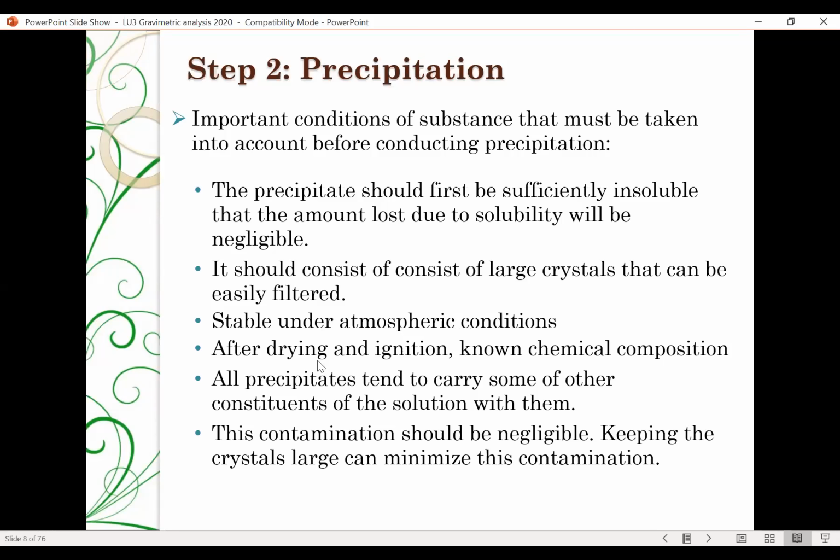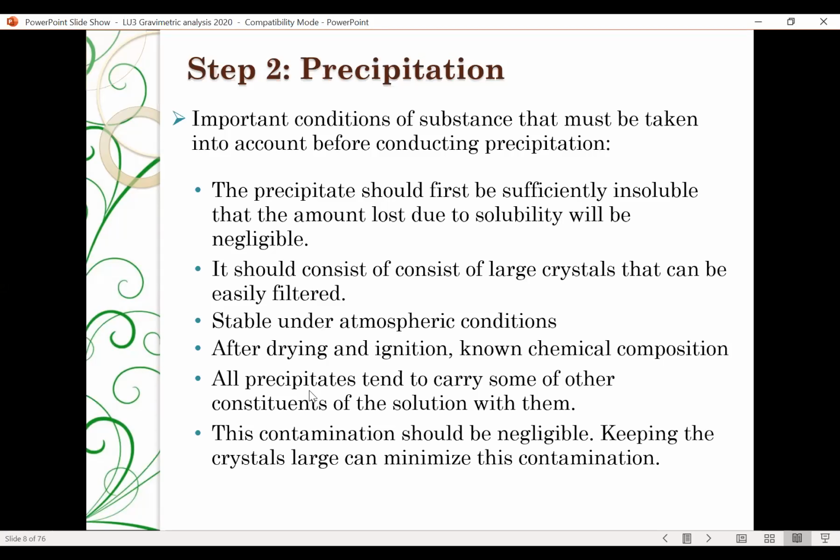Okay, and after drying and ignition, a known chemical composition should be yielded. Okay, we need to say that at the end of precipitation gravimetric analysis, we want to gain knowledge or information on the known chemical composition and the mass of this compound. This is important to have an accurate calculation.